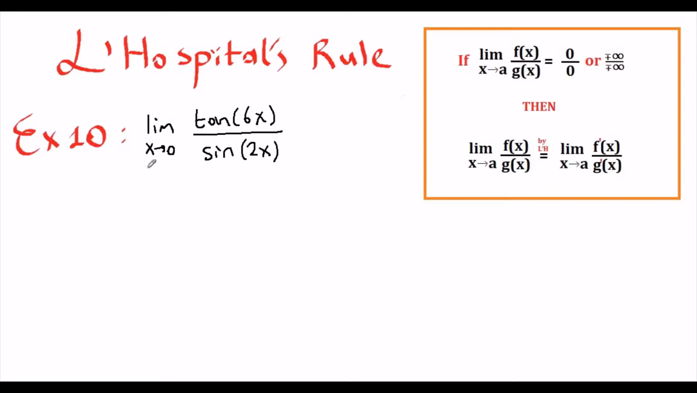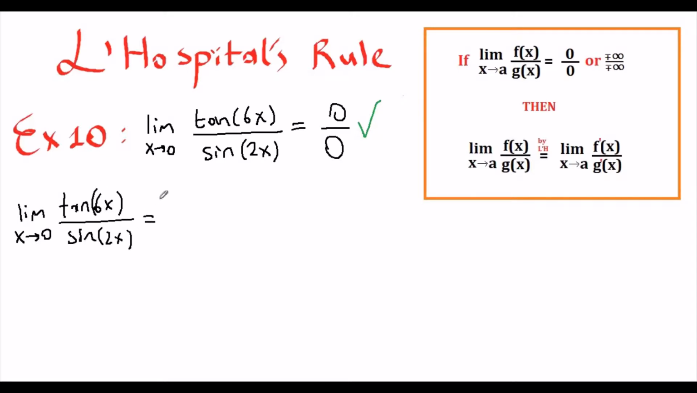Example 10. Limit as x is approaching 0 of tangent of 6x over sine of 2x. If we plug in 0 instead of x, we obtain tangent of 0, which is 0, and sine of 0 is 0. So we have 0 over 0 indeterminate form that allows us to use L'Hopital's rule. So limit as x is approaching 0 of tangent of 6x over sine of 2x is equal to limit as x is approaching 0 of the derivative of the top over the derivative of the bottom by L'Hopital's rule.